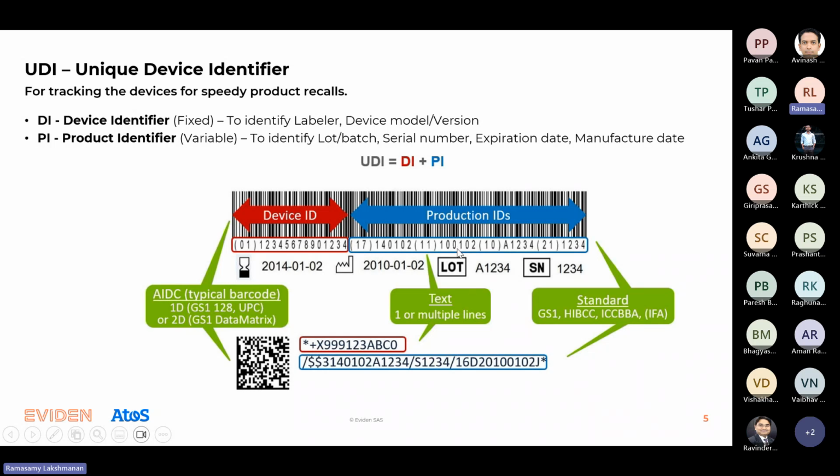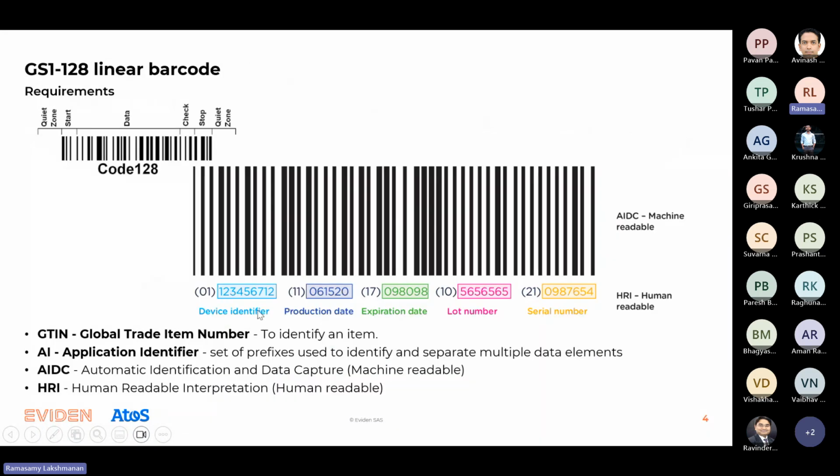So the product identifier is nothing but a variable element. This shows the manufacturing date, expiration date, the lot number, the serial number, everything. So you can see this UDI is DI plus PI, device ID and production ID. And here you have this GS1 barcode. On the GS1 barcode only, they put all the details. So here also you can see this is a device identifier, and all of these are product identifiers.